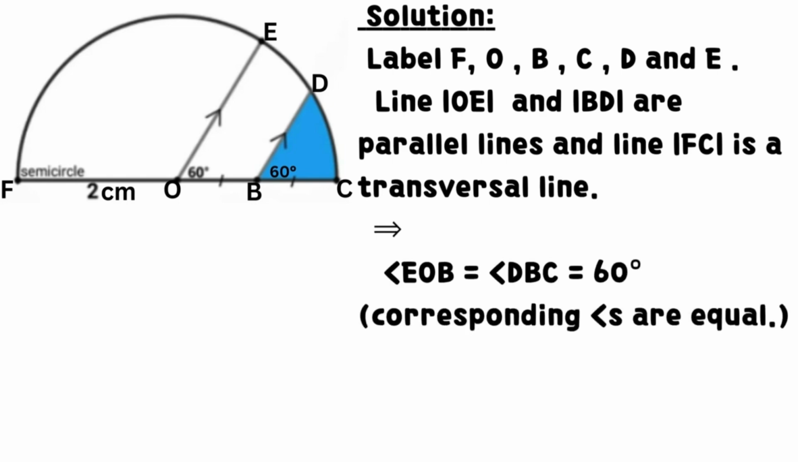It means that angle EOB equals angle DBC, which equals 60 degrees. It is because corresponding angles are equal.